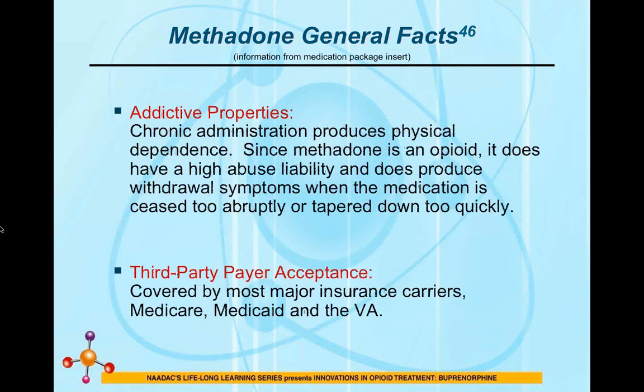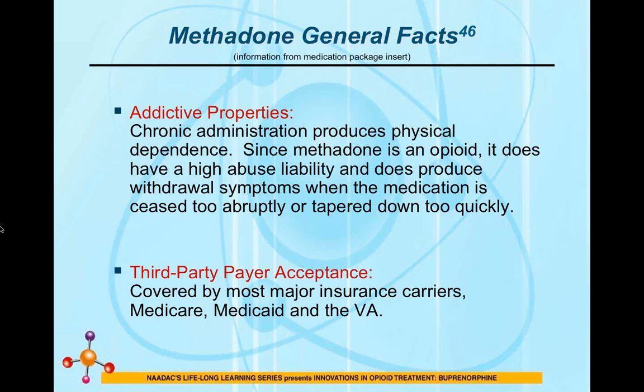As I said before, chronic administration produces physical dependence when we're talking about methadone. Methadone is an opioid. It does have a high abuse liability, and it does produce withdrawal symptoms when the medication is ceased too abruptly or tapered down too quickly. The whole thing is that your body is constantly addicted to the presence of opioids. When you replace one opioid with another opioid, it's still addicted. That hasn't changed.